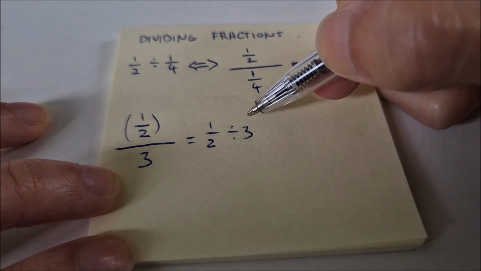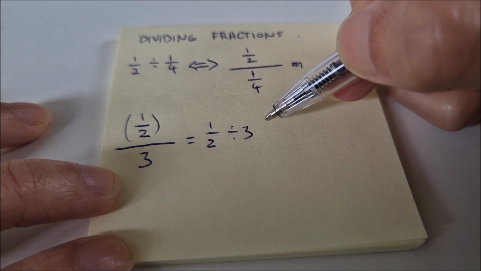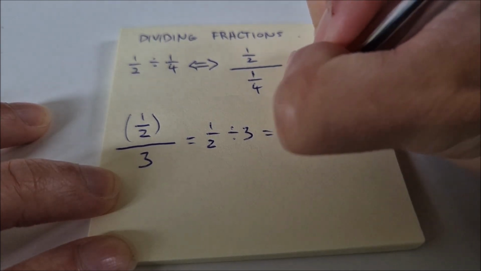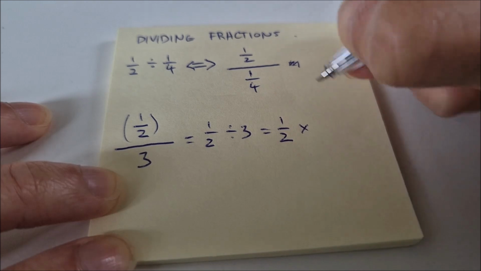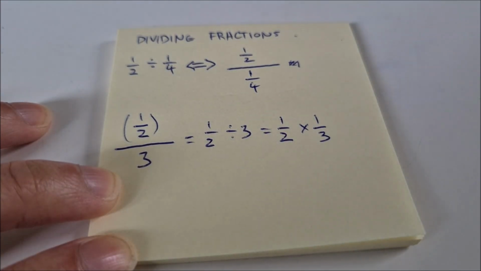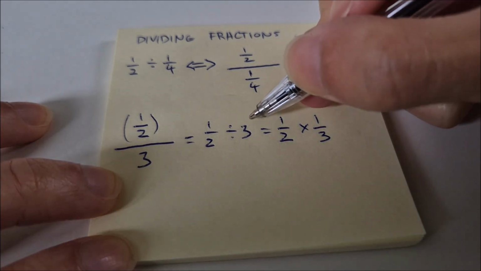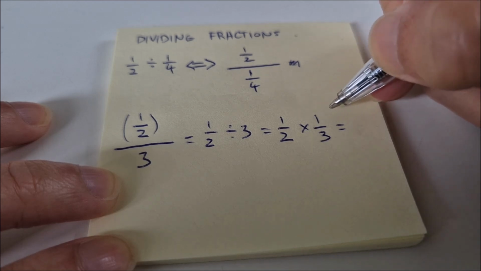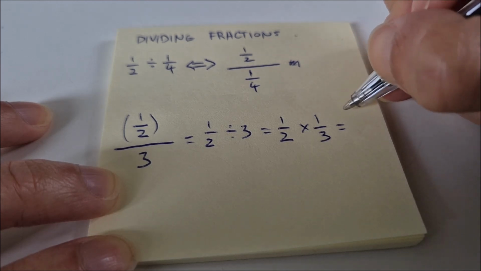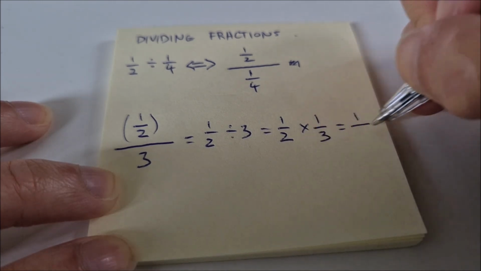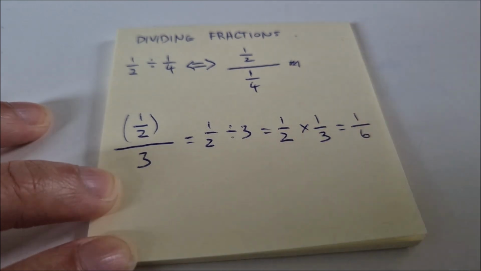And remember, dividing by a number is the same as multiplying by the inverse of that number. So that's 1/2 times 1 over 3. Because the inverse of 3 is just a third. Once we've rewritten it as multiplication, it's simply a matter of just multiplying them together. So 2 times 3 is 6.